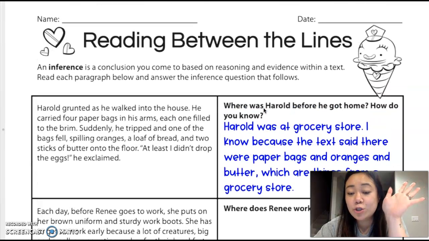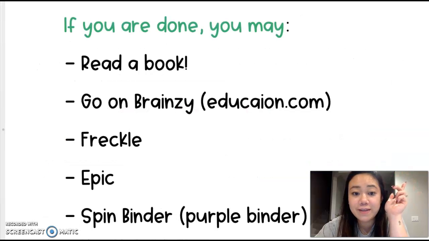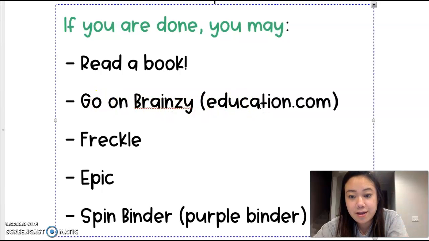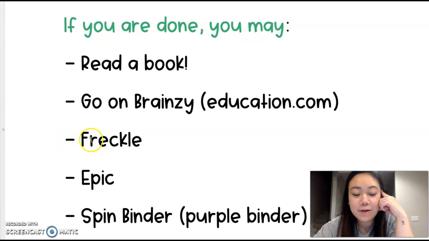When you're done, turn it into the pink bin, and you may do one of these. You can either read a book, make sure you put gloves on, go on Brainsy, which is education.com, Freckle, Epic, or you can go into the purple spin binder. That's the challenging ones, okay? So pick one of these to do, all right?